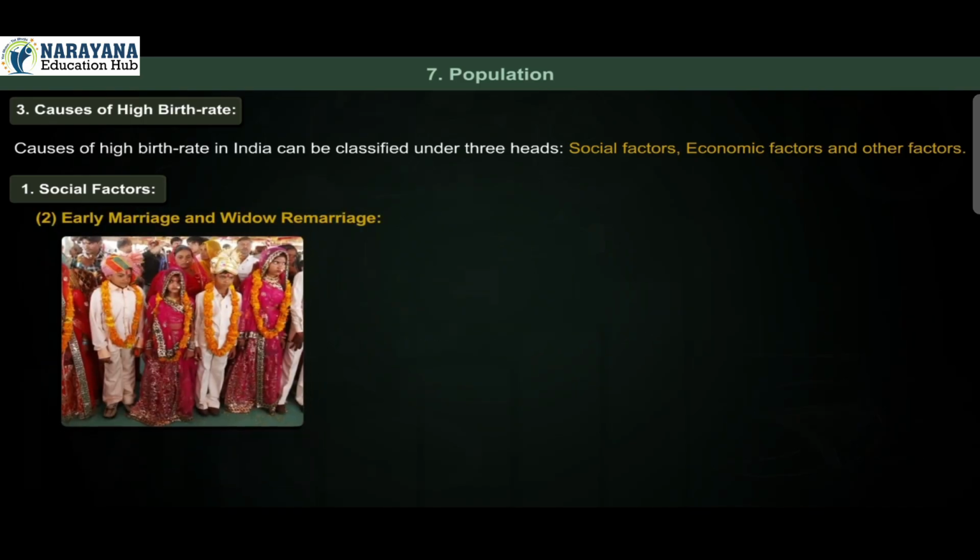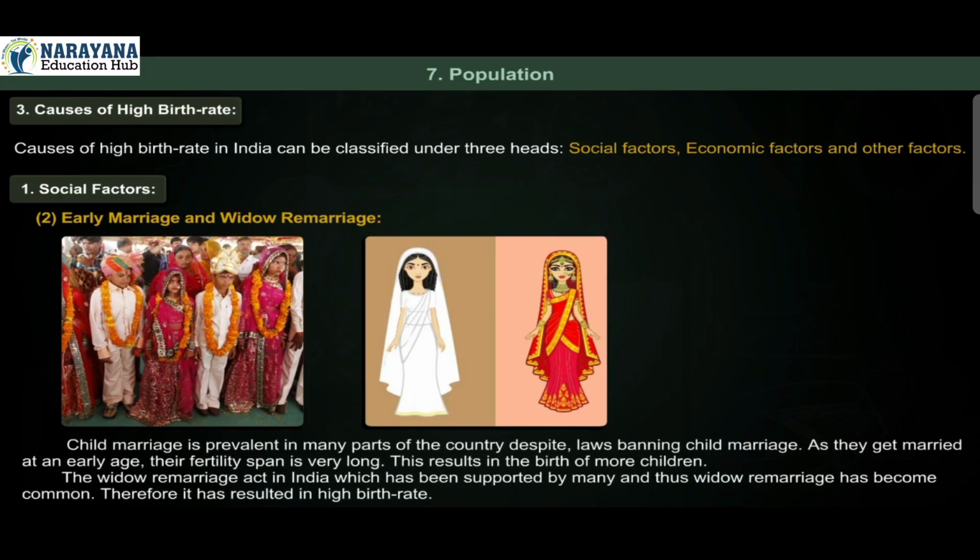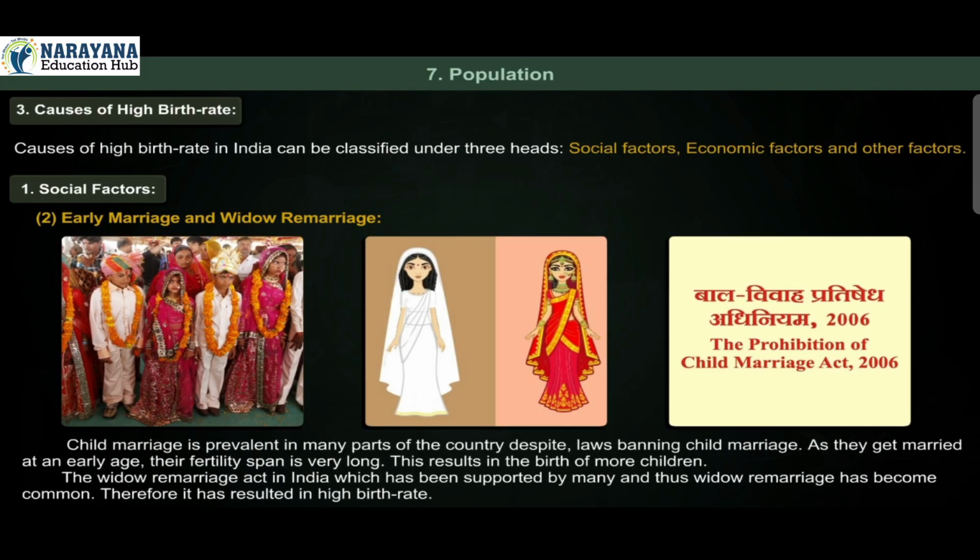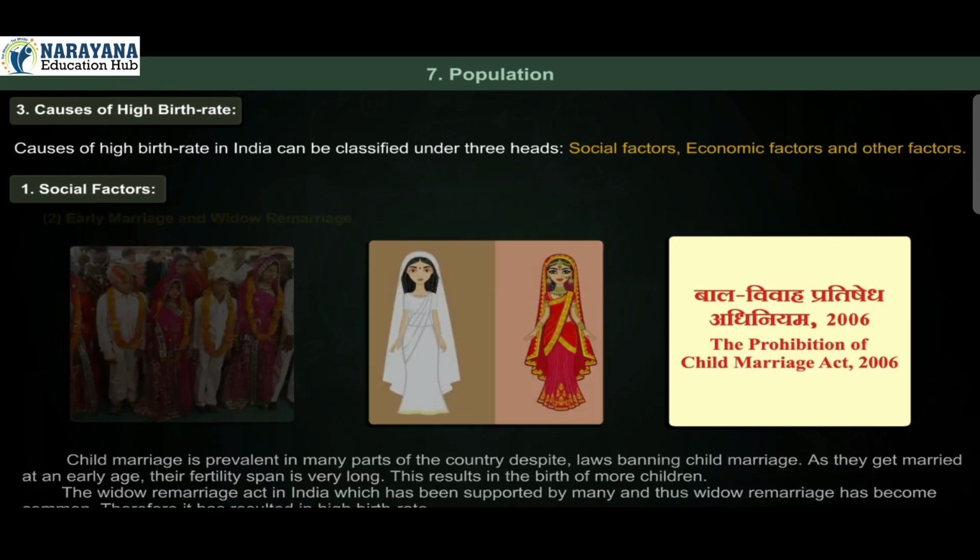Second, early marriage and widow remarriage. Child marriage is prevalent in many parts of the country despite laws banning child marriage. As they get married at an early age, their fertility span is very long. This results in the birth of more children. The Widow Remarriage Act in India has been supported by many and thus widow remarriage has become common. Therefore, it has resulted in high birth rate.